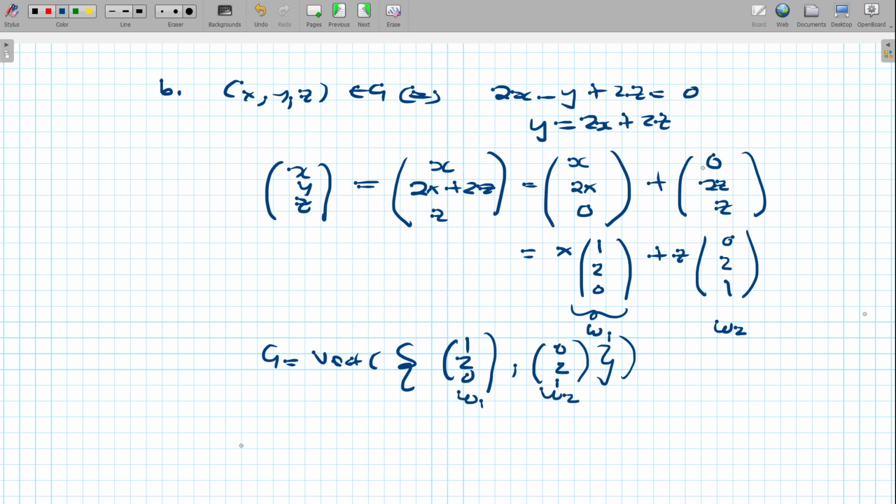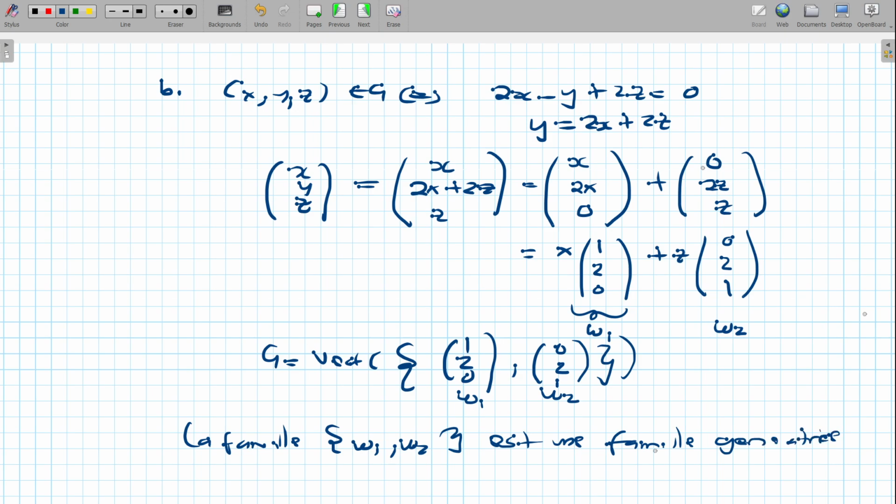In other words, we are saying that la famille W1, W2 est une famille génératrice de G, like so. But is it libre? That's the next question for us to have a base. Is it libre? So here it's wrong for you to conclude directly that c'est une base, because this only proves that this family of vectors, c'est une famille génératrice. Okay?